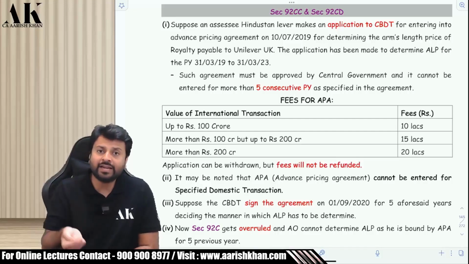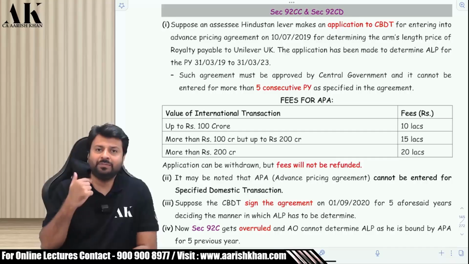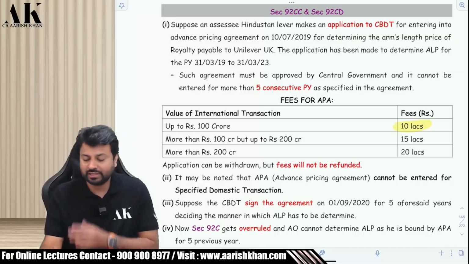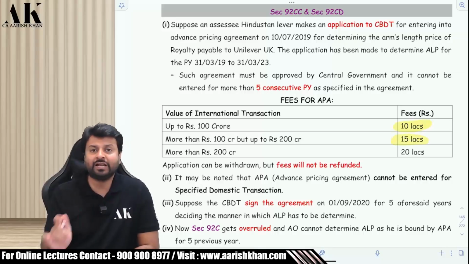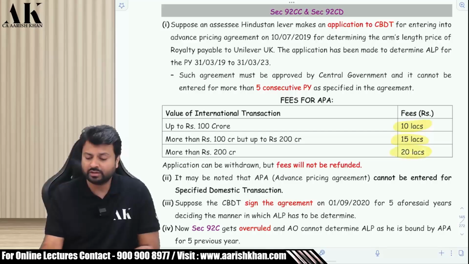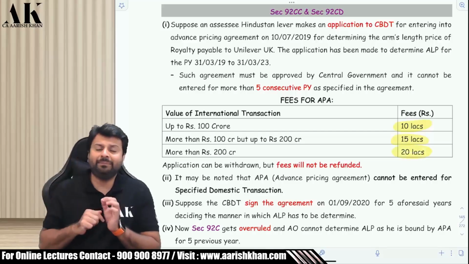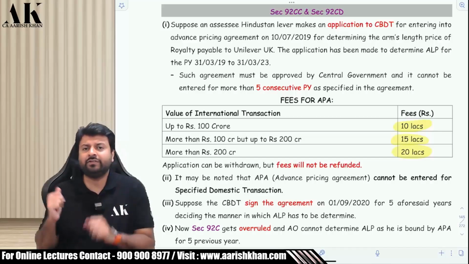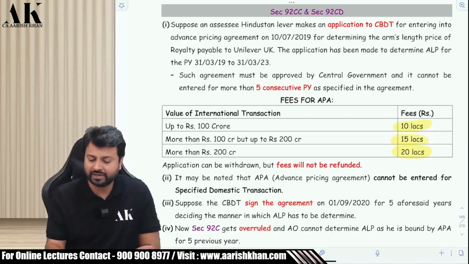And now to enter into this agreement, you have to make some heavy payment of fees. That is, if the value of transaction is up to 100 crore, you have to make a payment of 10 lakh rupees as fees. If it is more than 100 crore but up to 200 crore, then 15 lakh rupees is the fees. And if it is more than 200 crore, then 20 lakh rupees is the fees. Application once made can be withdrawn by you. You can withdraw the application, you can back out if you want, but the fees once paid will not be refunded to you.